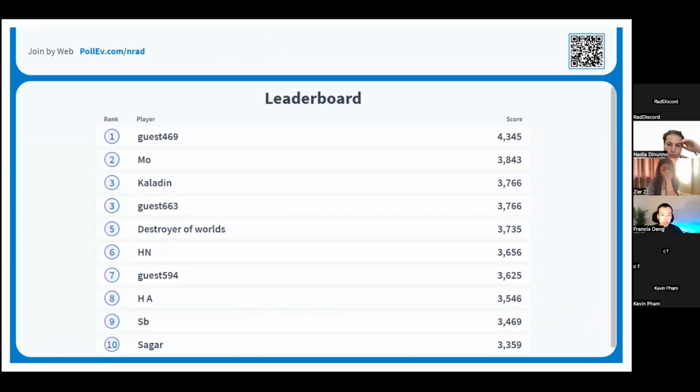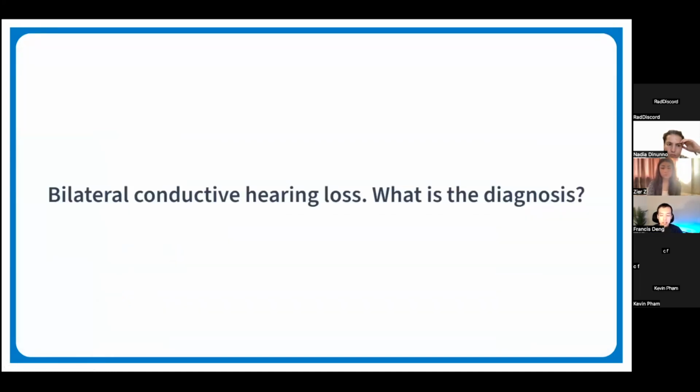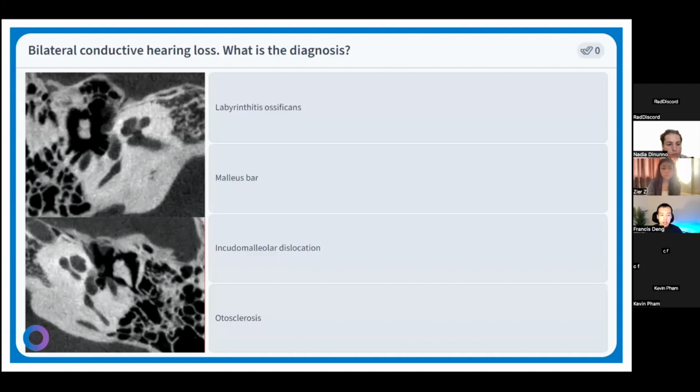Okay, guess 469 is still up ahead. This is a patient who has bilateral conductive hearing loss, and they're referred for temporal bone CT. What is the diagnosis? The upper image is the right ear. The lower image is the left ear.